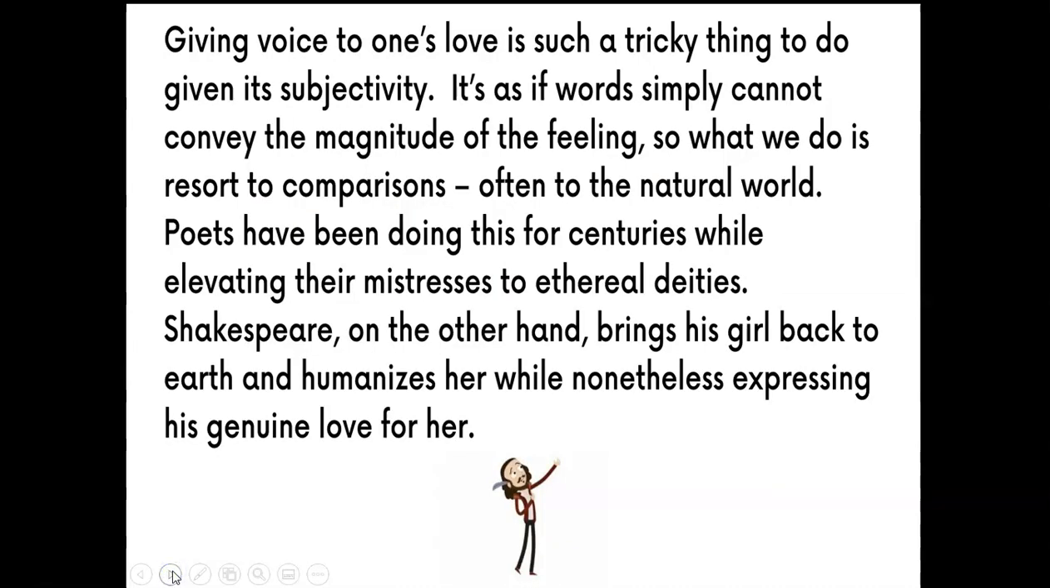So here's an example of one. First sentence, what is the authorial intent? Giving voice to one's love is such a tricky thing to do given its subjectivity. And for those of you that have read this sonnet, that's the whole gist of it. That's exactly what Shakespeare is trying to hammer home. So now let's give some context and background to substantiate that a little bit. It's as if words simply cannot convey the magnitude of the feeling. So what we do is resort to comparisons, often to the natural world. Poets have been doing this for centuries while elevating their mistresses to ethereal deities.